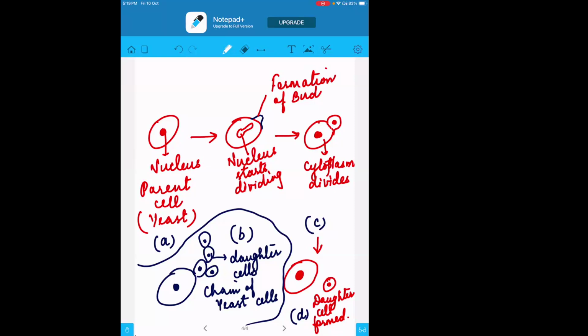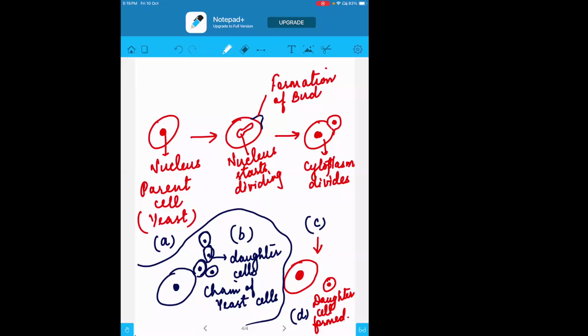Ma'am, I didn't get it. Why was the daughter cell and the chain of yeast cells written separately? I'll tell you why. The part where the daughter cell is formed happens when they are getting appropriate favorable conditions, meaning they are getting water and warmth. They will divide and separate from the parent cell. But sometimes when they do not get such conditions, they keep on forming chains, one above the other. That is why we do it separately.